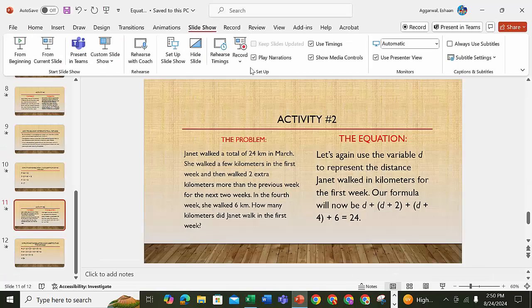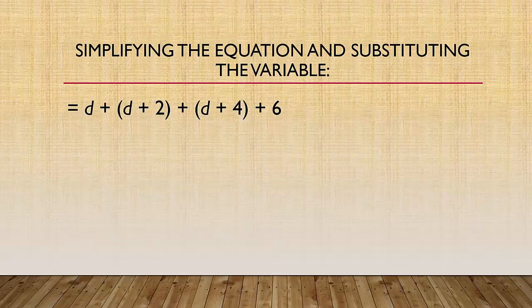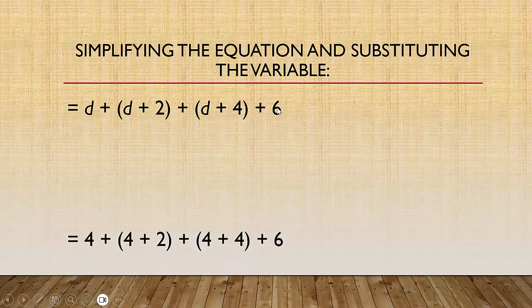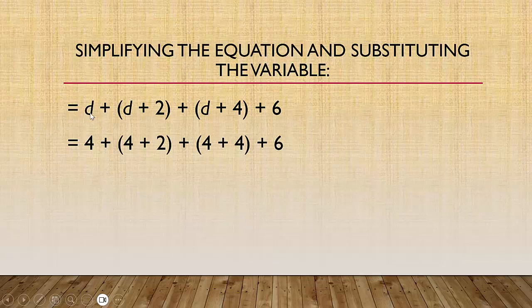So let's go back to our PowerPoint right here. And now let's break down the equation for you. So again, we got D plus 2 plus D plus 4 plus 6. And now we're going to simplify this. So we're going to substitute D for 4. So we're just going to say 4 plus 2 plus 4 plus 4 plus 6. Then we're going to say 4 plus 6 plus 8 plus 6 because 4 plus 2 is 6, and then 4 plus 4 is 8. And then we have the 4 and 6 right away. And then we're going to add all this up. That gives us 24. So we have solved this equation.